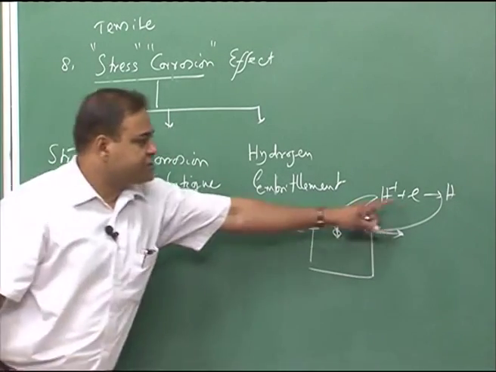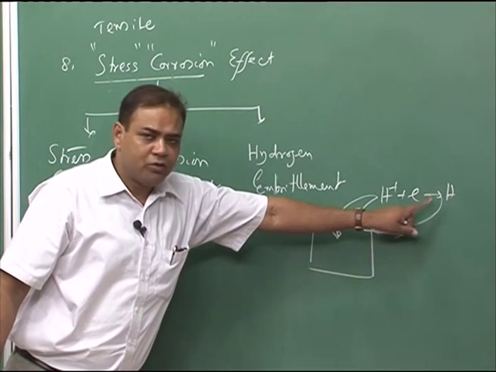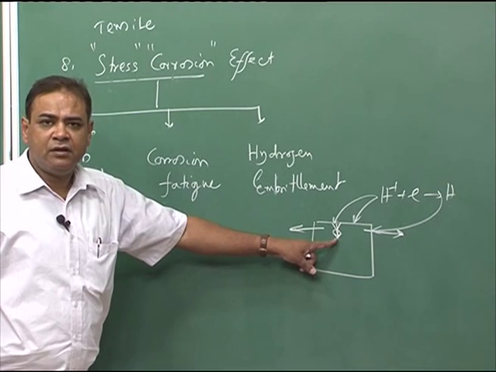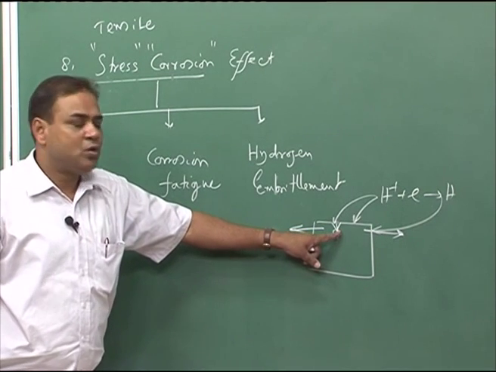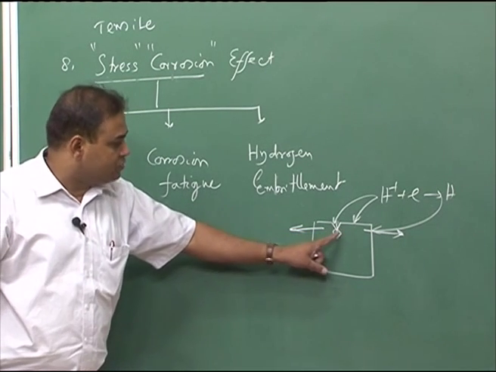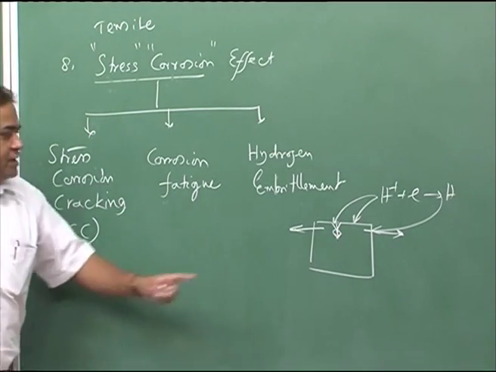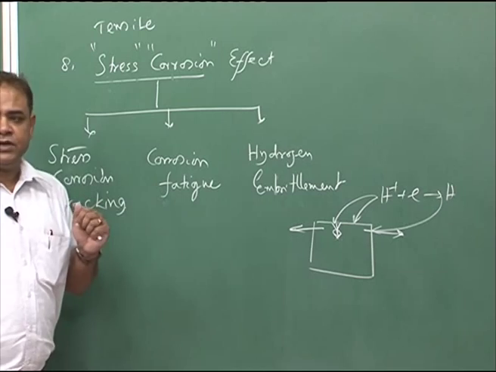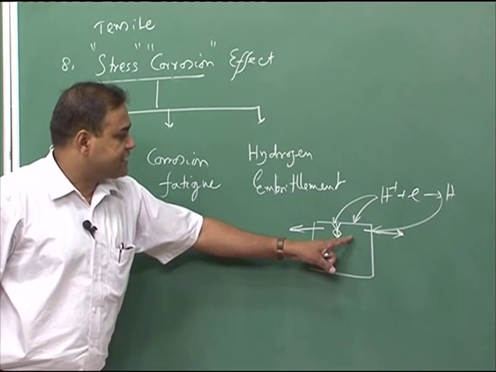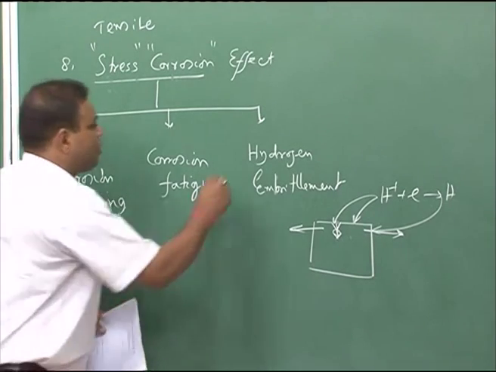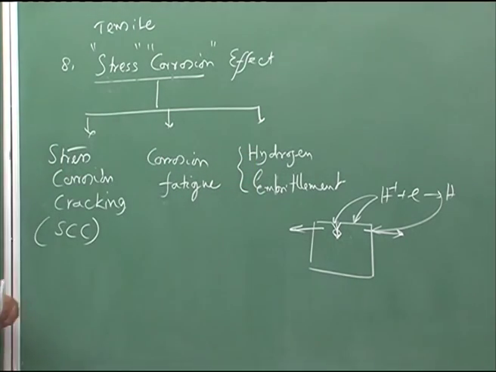So, hydrogen evolution or hydrogen formation, then hydride formation, and then this brittle hydride will lead to embrittlement around this zone, and due to the tensile stress component, this will be broken. This is an example of hydrogen embrittlement. So, stress corrosion can also happen due to hydrogen embrittlement.